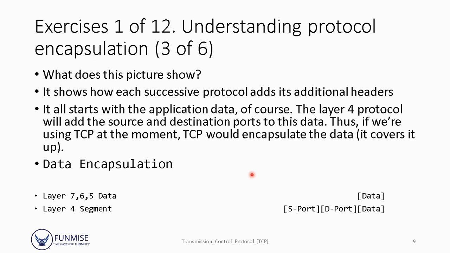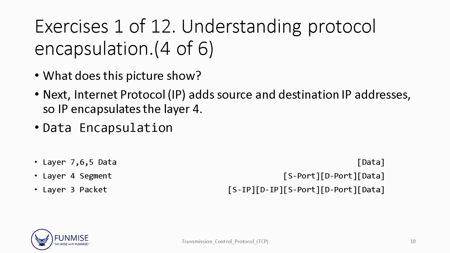In this case, the layer 4 protocol will add source and destination ports to this data. Thus, if we're using TCP at the moment, TCP would encapsulate the data. It covers it up. Next, the Internet Protocol, IP, would add source and destination IP addresses. So we can say that IP encapsulates layer 4.